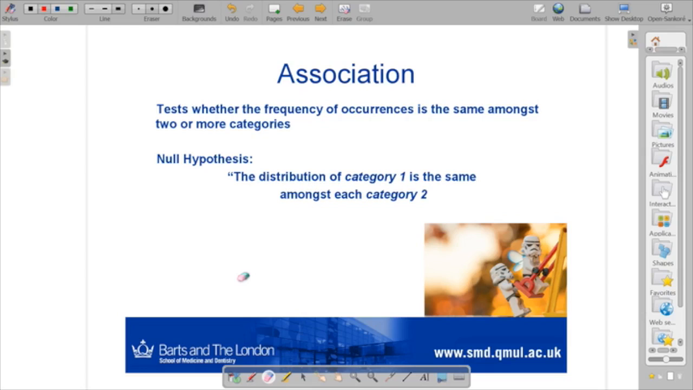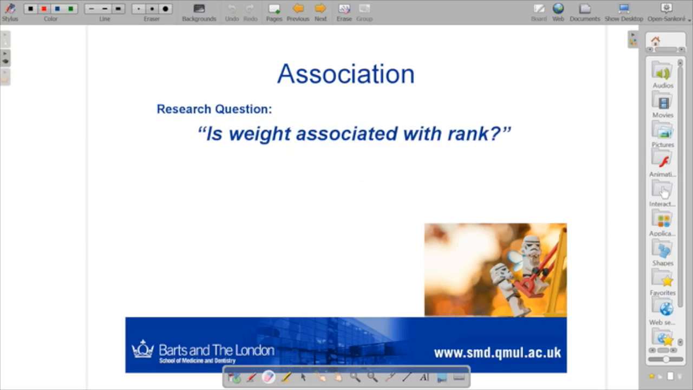This is very similar to what we're asking with analysis of variance, but it's subtly different because we can compare in the broadest sense the distributions rather than simply comparing the means. So you could have two groups with the same mean but very different distributions. So we could ask this research question: is weight associated with rank?